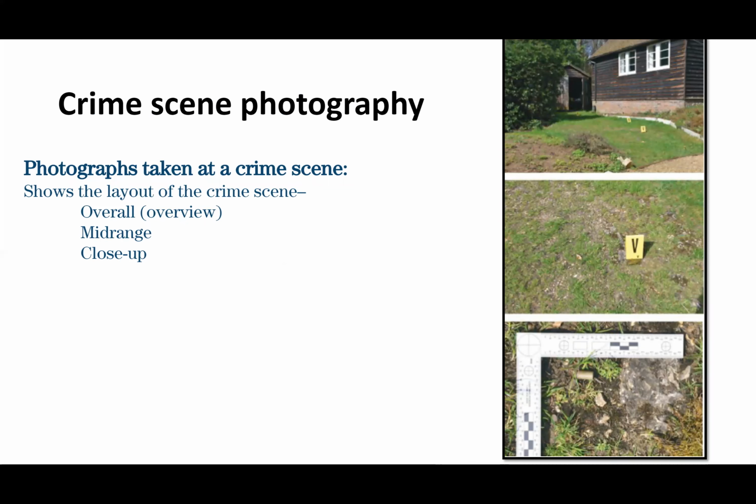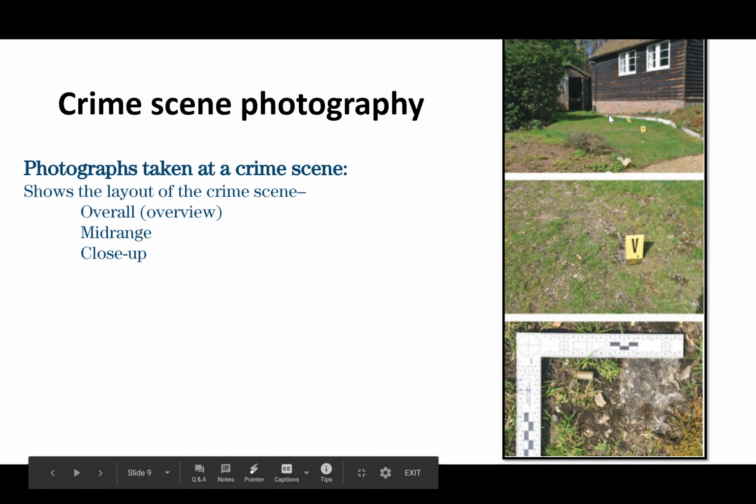Crime scene photography. Photographs taken at the crime scene should show the layout of the crime scene. So you first take an overview of the whole crime scene, like kind of a far away overview picture. You can see here, kind of a big overview picture so you could get outside surrounding areas. Then a mid-range of, say, the evidence, and then a close-up of the evidence. So all these three pictures are just to take a picture of that one bullet casing.